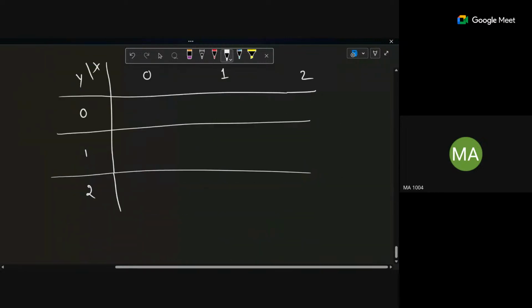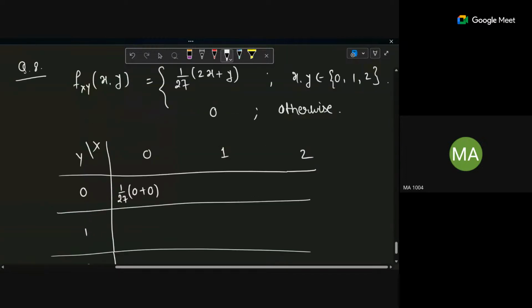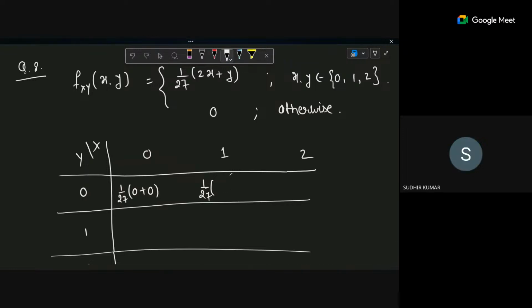So for 0, 0, how will we go? 1 by 27, 0 plus 0, isn't it? You have to put x equal to 0 and y equal to 0. Now, x is 1 and y is 0. So how will it be? 1 by 27, x is 1 plus y is 0. Sorry, y is 0 here. So it will be 2 plus 0 by 27, yeah, 2 by 27. And what here? 4 plus 0, right?